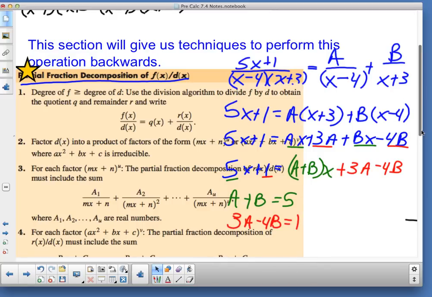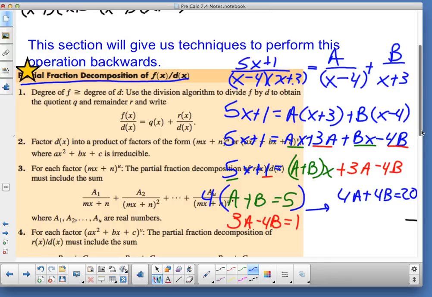Now at this point, we've got 3a minus 4b is equal to 1. Now if I multiply the top by 4 using linear combinations, I get 4a plus 4b equal to 20, and I have that along with 3a minus 4b equal to 1.